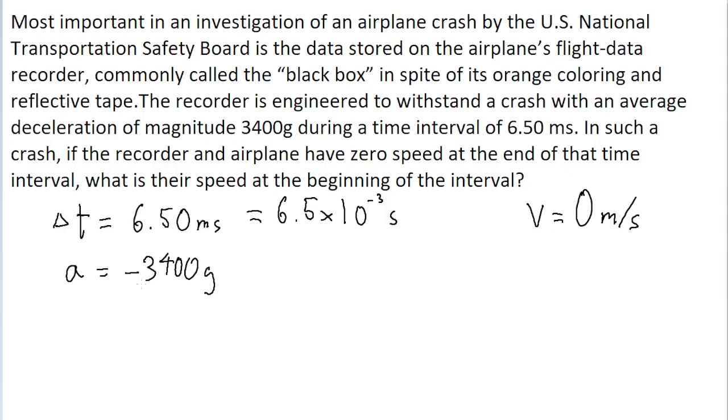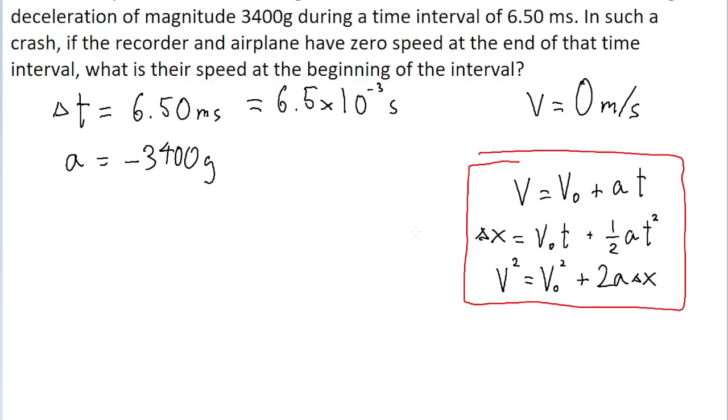Now the problem is asking us to find the speed at the beginning of the interval, so just as the plane was beginning to crash. So if we assume that the deceleration is constant, a constant acceleration, then we can treat this like any other constant acceleration problem. We're going to pull out the kinematics equations and figure out which one of them we're going to want to use. I have written out the three main equations here.